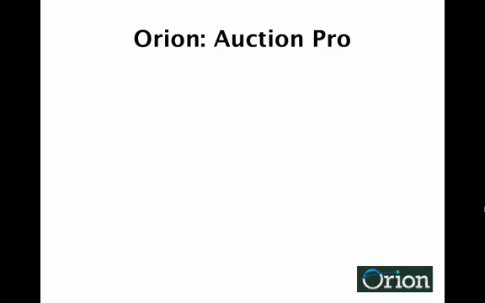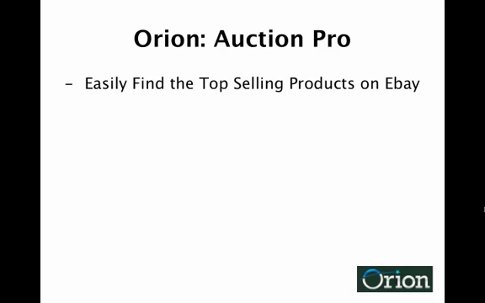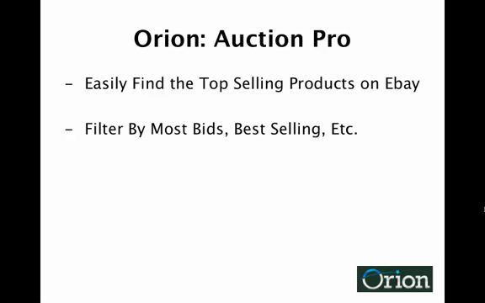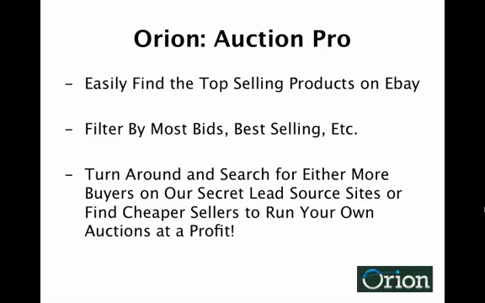Next up is the Auction Pro tool. This easily finds the top selling products on eBay, and you can filter by most bids, best selling, and so forth. You can turn around and search for either more buyers on our secret lead source sites or find cheaper sellers to run your own auctions at a profit. This can be absolutely huge.